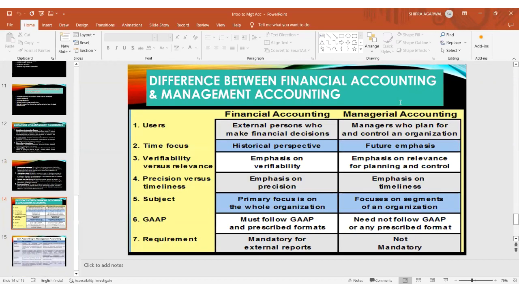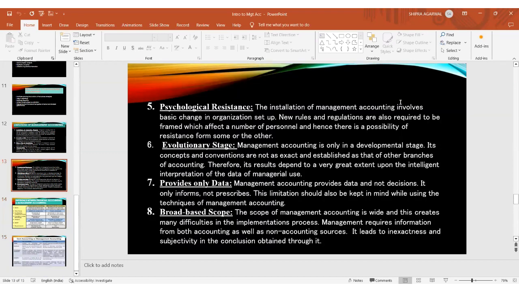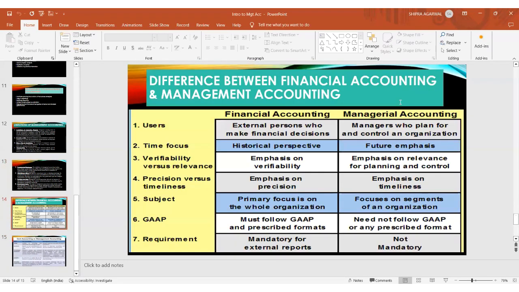Now, we are continuously talking about three terms over here. That is financial accounting, cost accounting, and management accounting. Let's see what exactly is the difference between the three. We'll study two at a time. First, we'll study the difference between financial accounting and managerial accounting. Similarly, we'll study the difference between cost accounting and management accounting. Whether I use the term management accounting or managerial accounting, it's one and the same thing, right? Starting with financial accounting and management accounting.